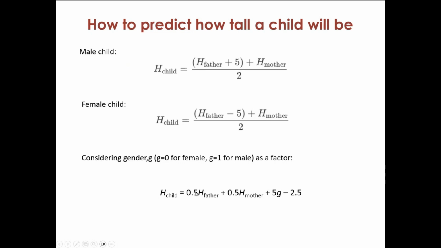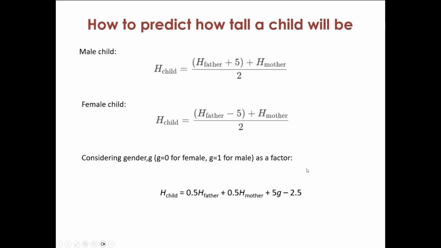The child's height equals 0.5 height of father, plus 0.5 height of mother, plus 5 times the gender of the child, assuming that the variable G is 0 for female and 1 for male, minus 2.5, the error factors. That means there are other unknown factors, maybe diet and other factors unknown. This one is based on the sampling. So this can be the formula that we use to predict the height of the child with factors such as the father's height, mother's height, and the gender of the child.